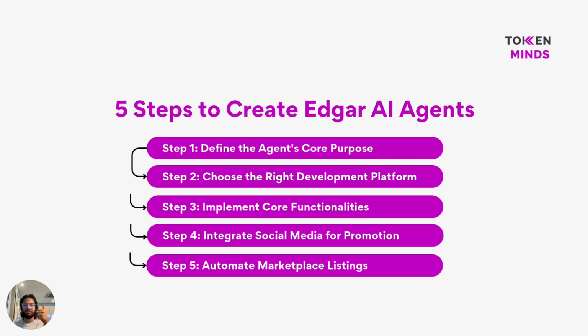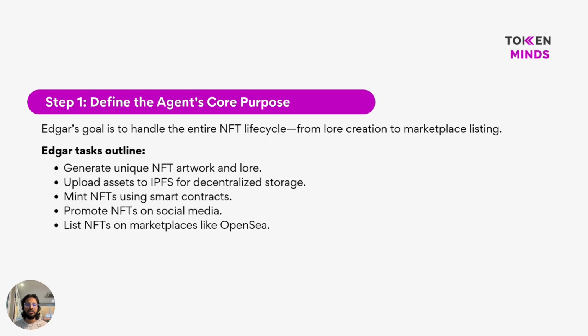The first step is to define the agent's core purpose. The second step is to choose the right development platform. The third step is to implement the core functionalities. The fourth is to integrate social media for promotion, and the fifth is to automate the market listing. So let's try to understand the first step in depth. Basically, define the agent's core purpose.